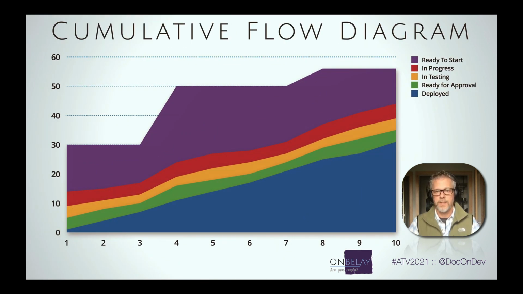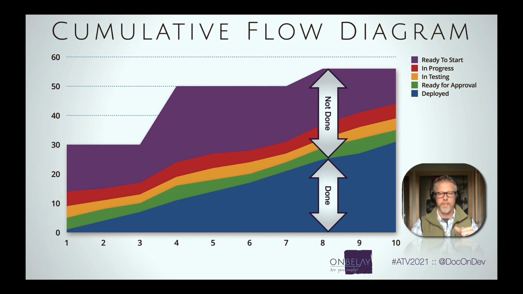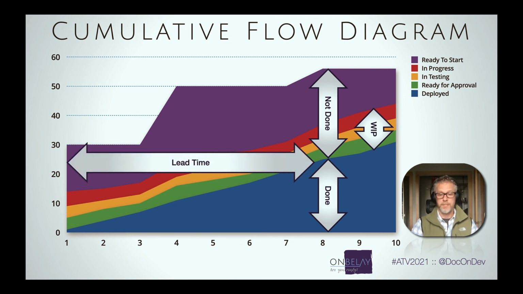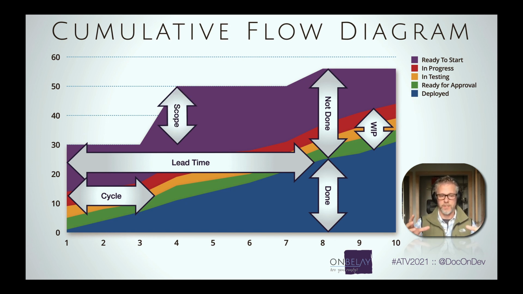So looking at this diagram, we can see a number of things. We can see work done and not done. We can see the amount of work in progress at any given time. We could see the lead time. So the time from, hey, wouldn't it be nice if, to the time when we say, hey, ain't that nice, right? Average lead time per item at any given moment in our history. And we can see the average cycle time for an item at any given moment in our history. And of course, we can see changes in scope. So there's quite a bit of information on this cumulative flow diagram.